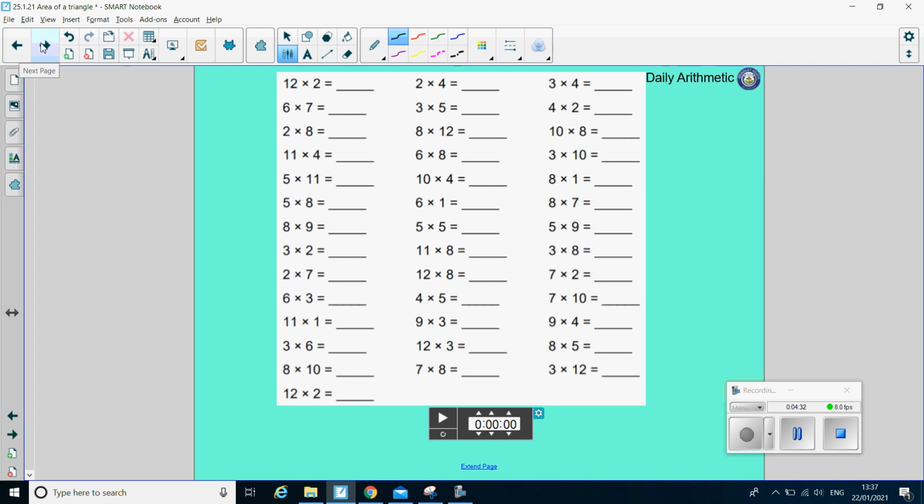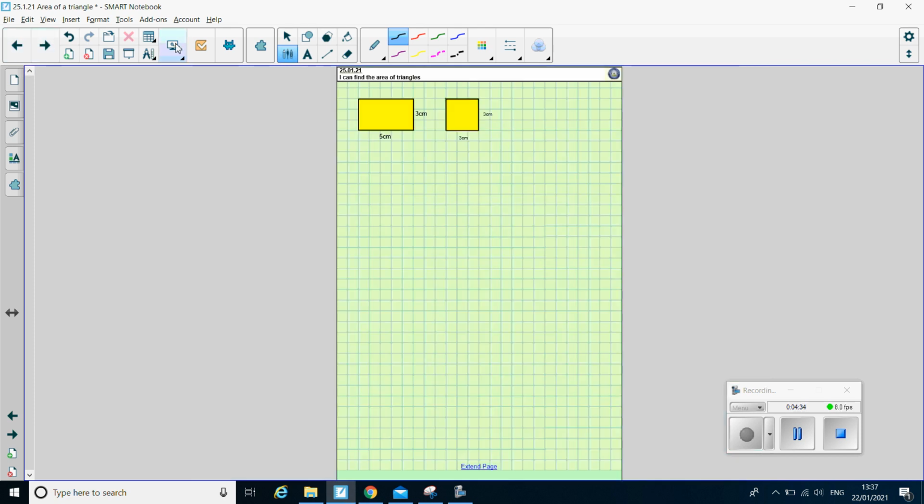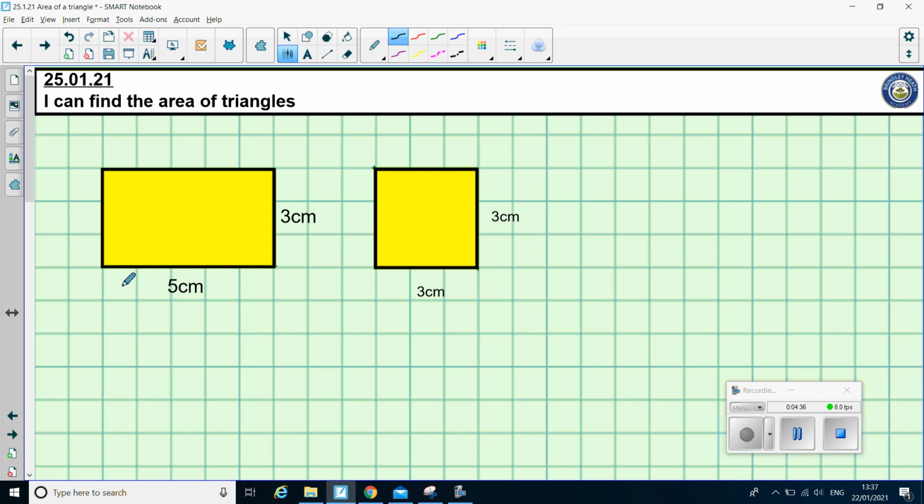Okay, hopefully you've had a chance to have a go at that then, Year 6. We are now going over into the main part of our lesson then. And I can find the area of triangles. So we're going to be looking at how to do that. Before we start though, a little recap from last week.